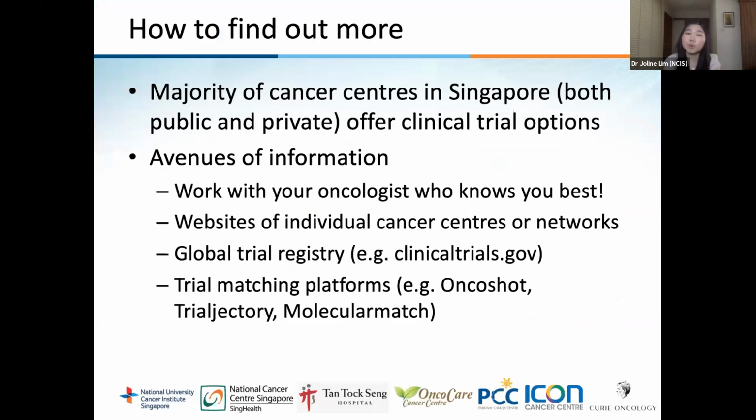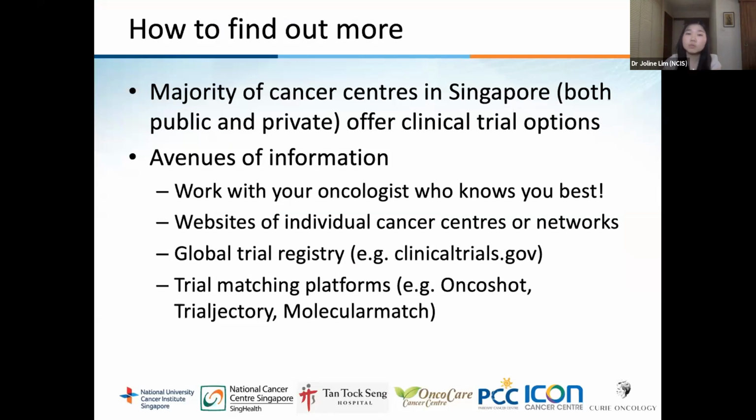So how do you find out more? A lot of cancer centers in Singapore, both in the private and public sector, do offer the clinical trial option. In the public sectors, NUH, NCC at SingHealth and Tan Tock Seng Hospital would offer that. And in private setting, centers like Oncocare, PCC, ICON, and soon Curie Oncology will also offer trials if needed.